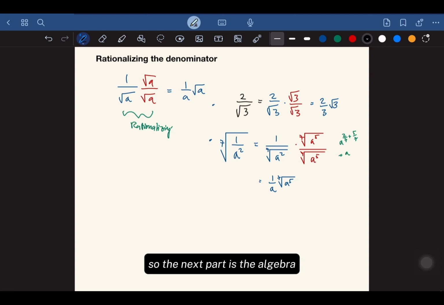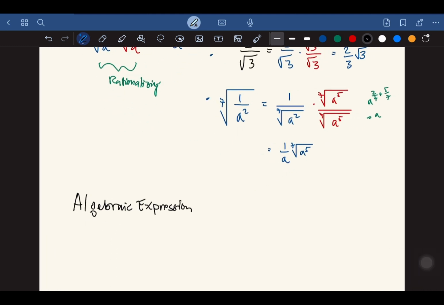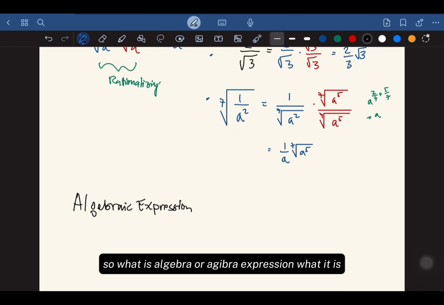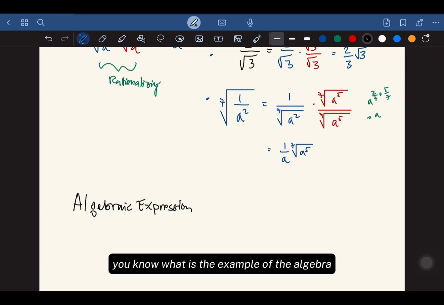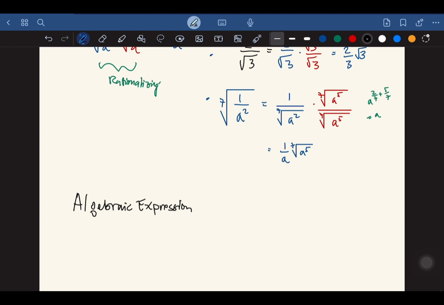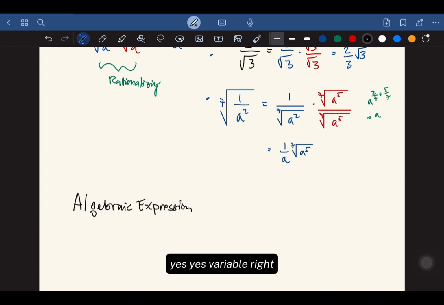So the next part is the algebraic expression. What is algebra or an algebraic expression? Can anyone give some explanation, or an example of an algebraic expression? You can go from the equations. Yeah, equations, but what is the keyword? Yes, variable, correct.